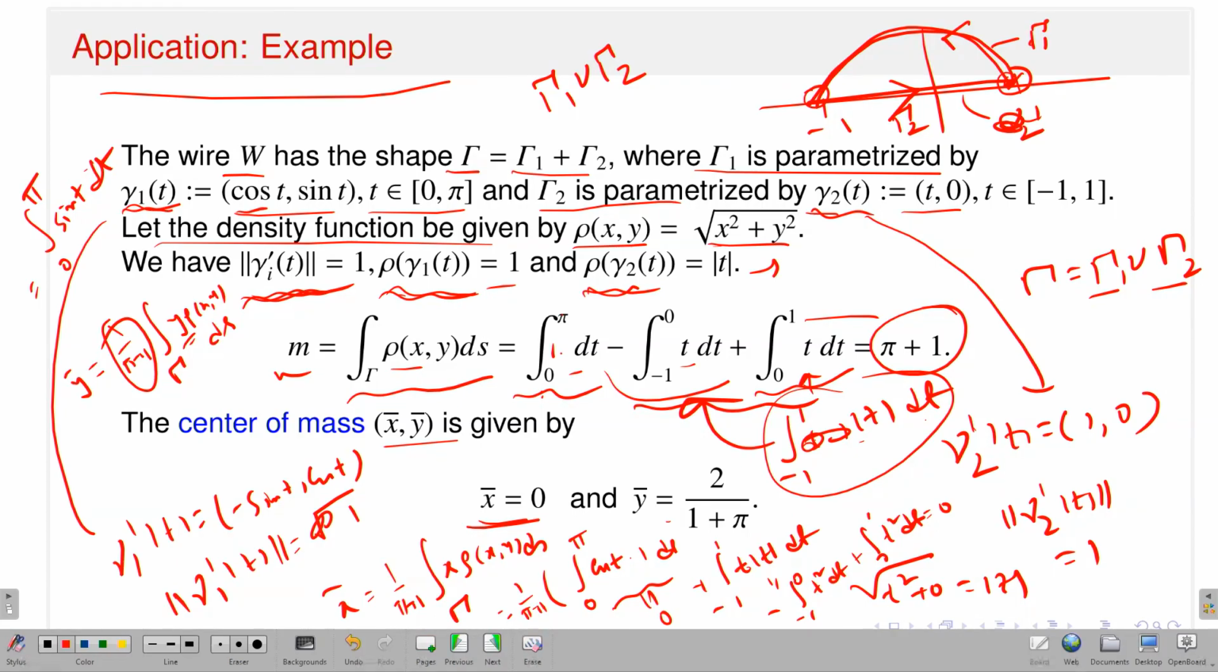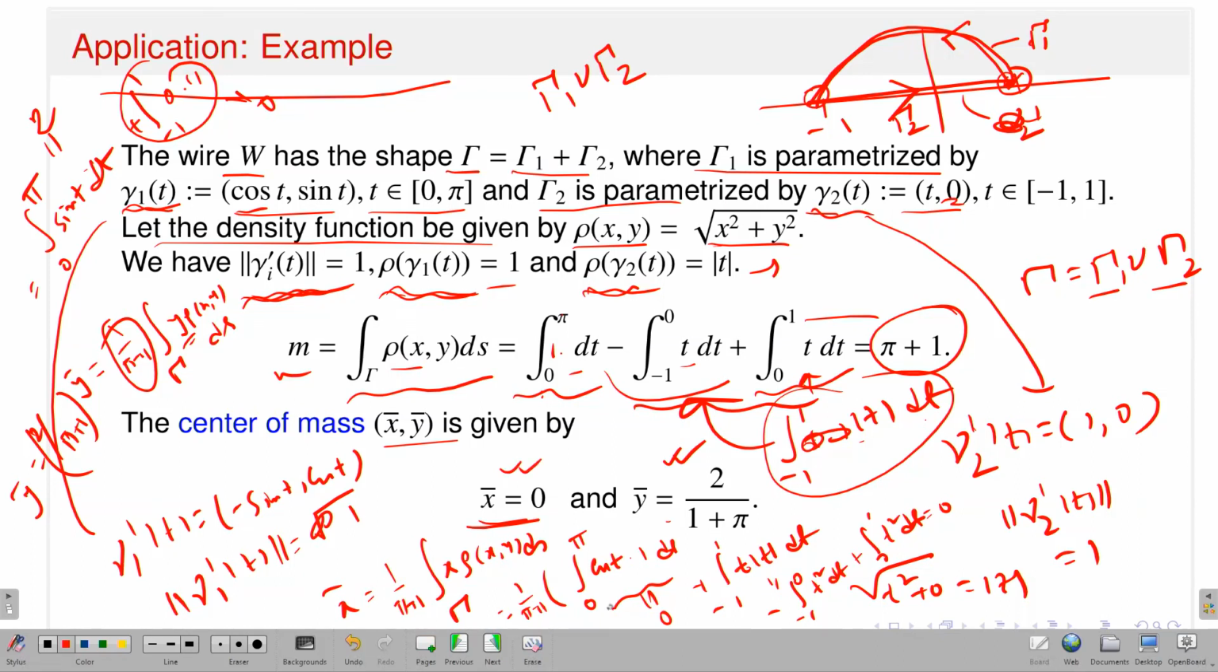And what about the second one? Second one is minus 1 to 1, then what will happen? y times. Now what is my y? y is 0. So this is 0 times something, you don't care. So that always gives you 0. What is this integration? If I calculate sin t from 0 to pi, that will give you 2. So the total integration gives y bar as 2 by pi plus 1, and x bar is 0.